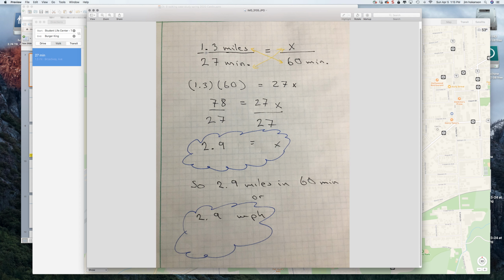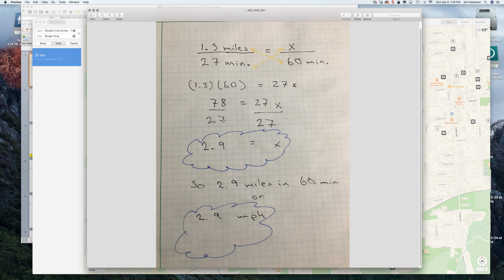So if it's 1.31 miles in 27 minutes, well, we would like to know what that is in miles per hour, or miles per 60 minutes. So you just do the cross multiplication game. So it's 1.3 times 60 is equal to 27x. 78 is equal to 27x.